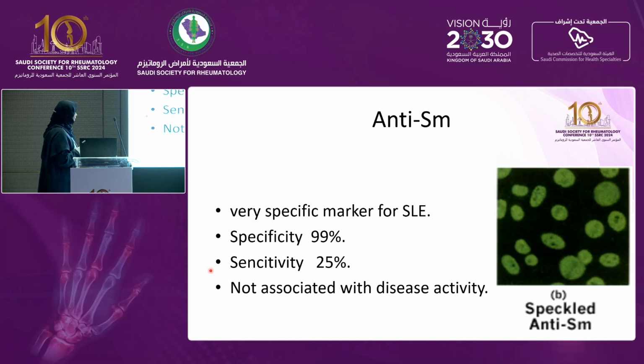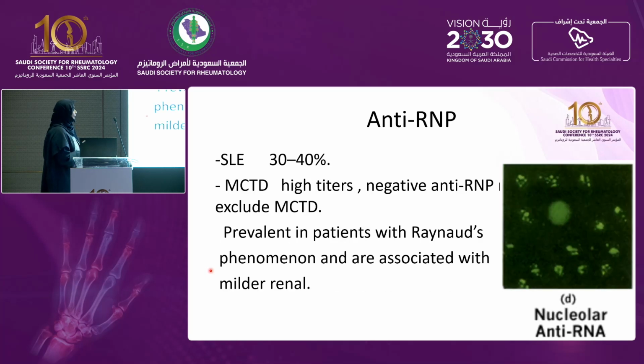Anti-Smith is very specific, 99.9%. If you have a positive anti-Smith, this patient has lupus, you can confirm your diagnosis. Its sensitivity is only 25%, which means more than three quarters of the patients will have it negative. But if it is positive, you can certainly diagnose lupus. And it is not associated with disease activity, so it is only done once at the time of diagnosis.